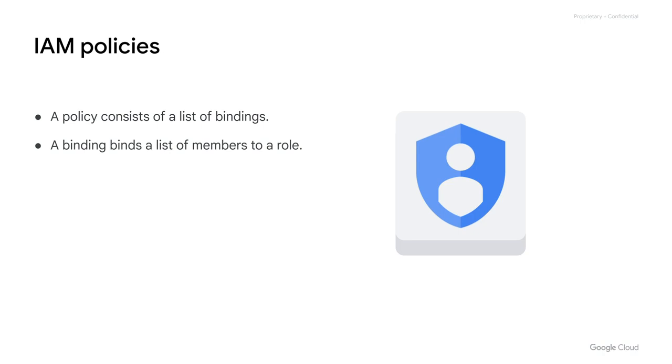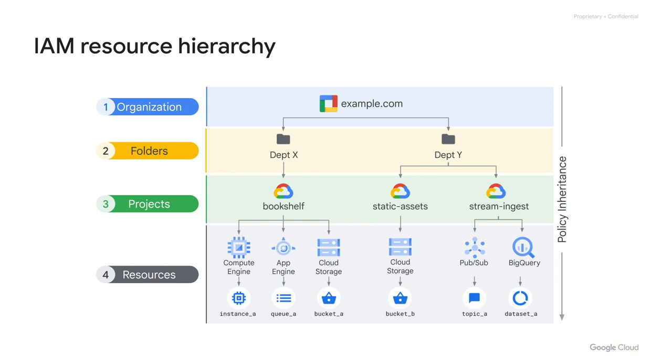Let's revisit the IAM resource hierarchy. A policy is a collection of access statements attached to a resource. Each policy contains a set of roles and role members, with resources inheriting policies from their parent. Think of it like this. Resource policies are a union of parent and resource, where the less restrictive parent policy will always override the more restrictive resource policy.